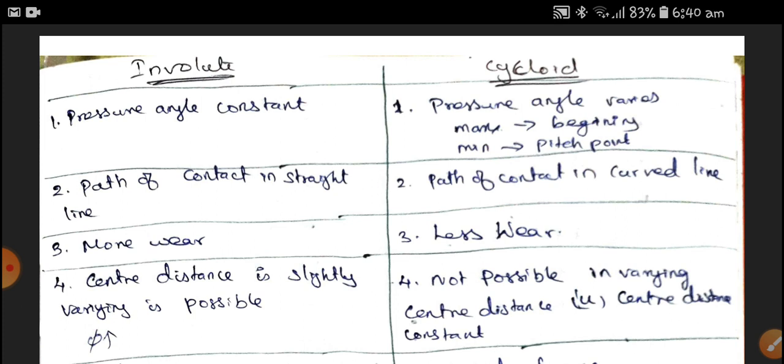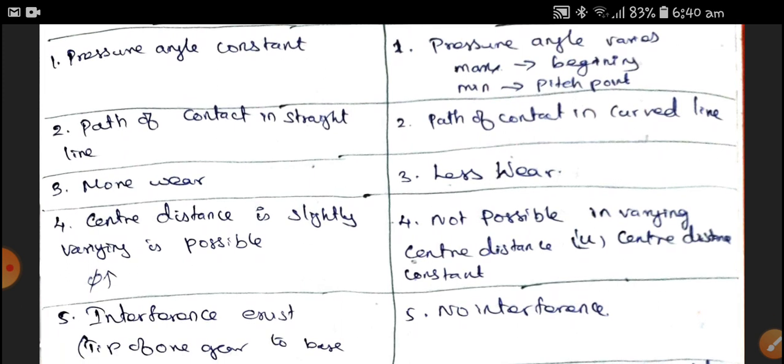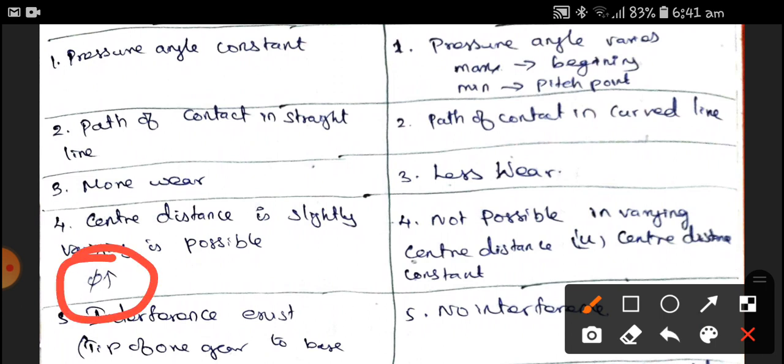And next, path of contact is a straight line. Path of contact of an involute is always a straight line, whereas in the cycloid the path of contact is a curved line. Next, in involute we have more wear, whereas in the cycloid we have less wear. And in the involute gear, the center distance can be slightly varied. If we increase the center distance, the pressure angle is also increasing.